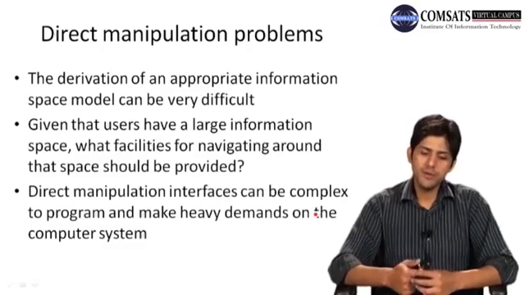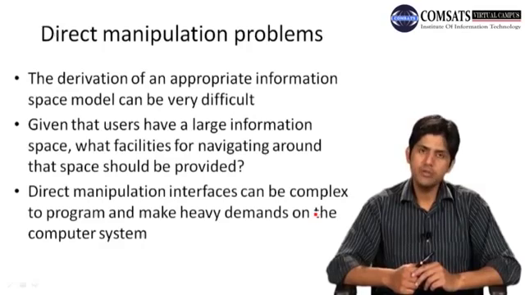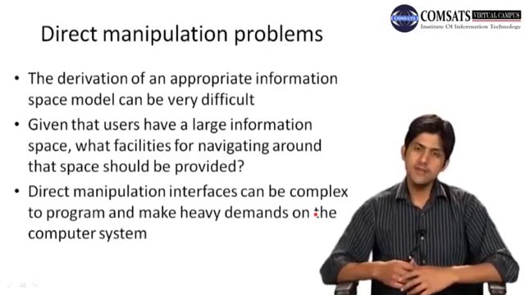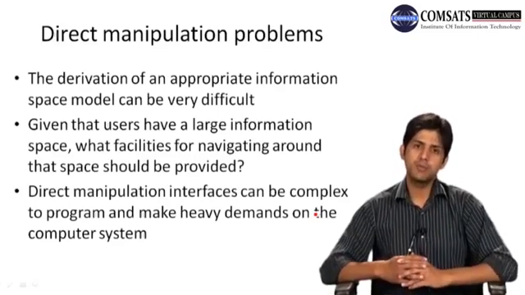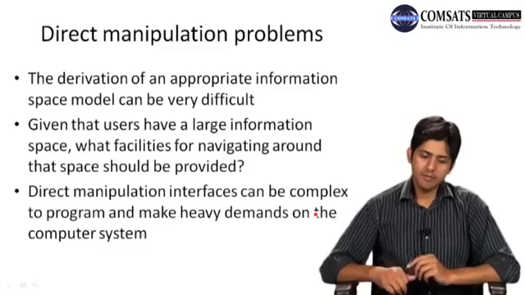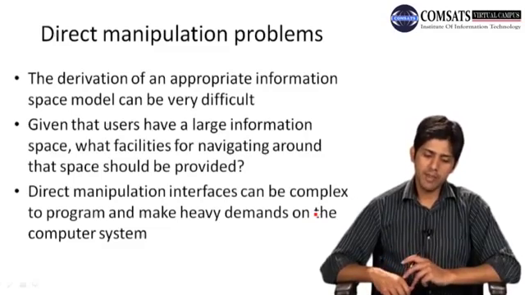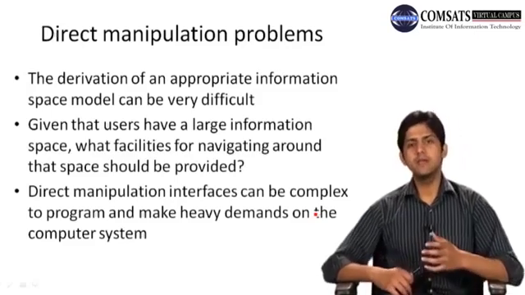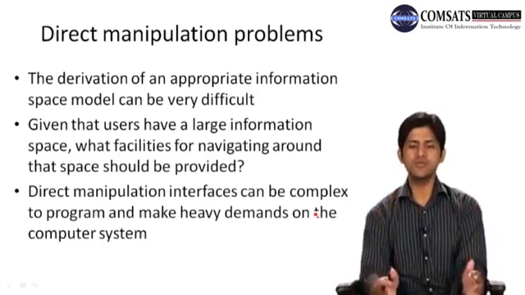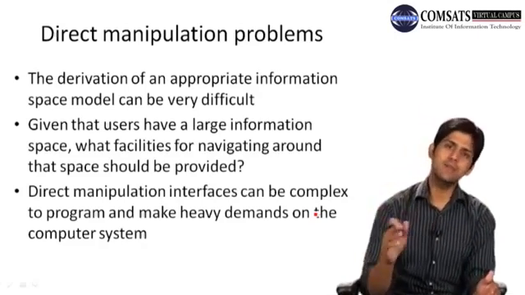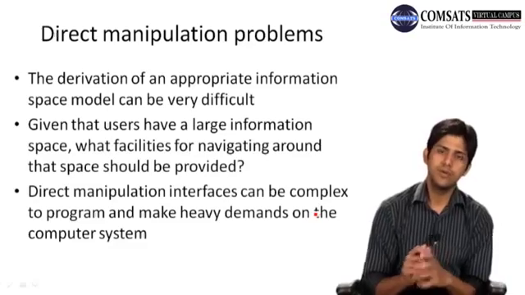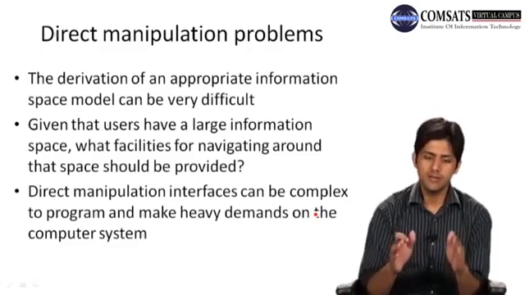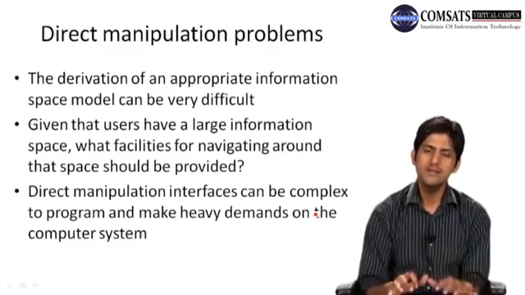Number one is that the derivation of an appropriate information space model can be very difficult. Given that users have large information space, what facilities for navigating around that space should be provided? And direct manipulation interface can be complex to program and make heavy demands on the computer system. क्योंकि जब आप direct manipulation कह रहे हैं तो आपको सारी की सारी चीज़ें यूज़र को शो करनी है. ठीक है, क्योंकि यूजर कैन डायरेक्टली इंटरेक्ट विद द एप्लीकेशन राइट देन एंड देयर. ठीक है, सो वी डोंट हैव एनी मेन्यूज, वी डोंट हैव लार्ज कमांड्स और एनीथिंग लाइक दैट. सो ऑल द थिंग दैट नीड्स टू बी डन राइट देन एंड देयर. ठीक है, तो इट हैज दीज काइंड ऑफ प्रॉब्लम्स.